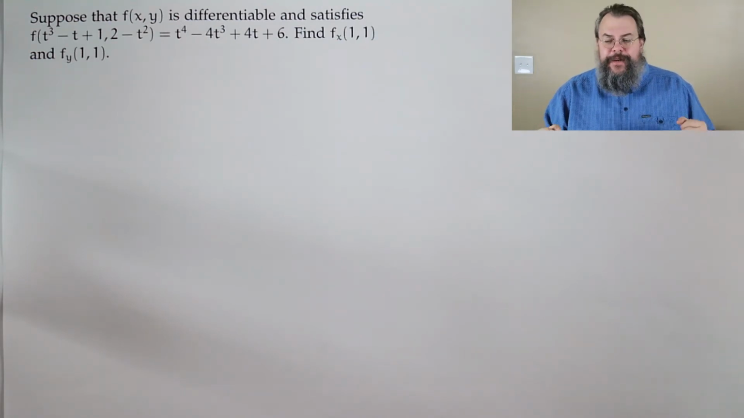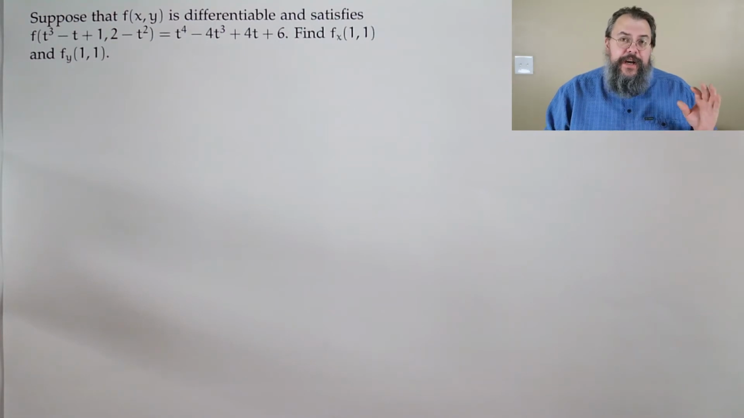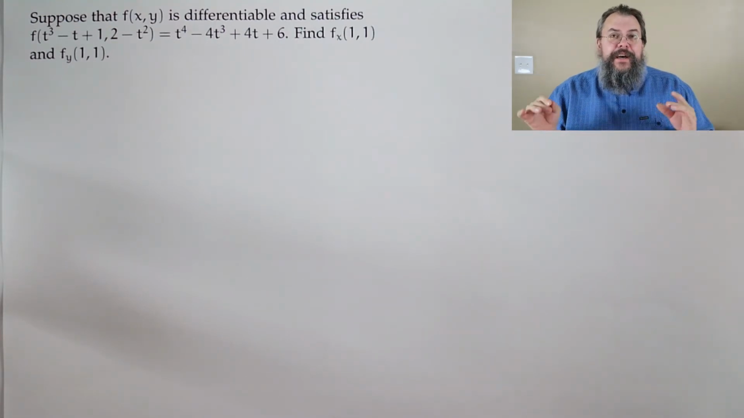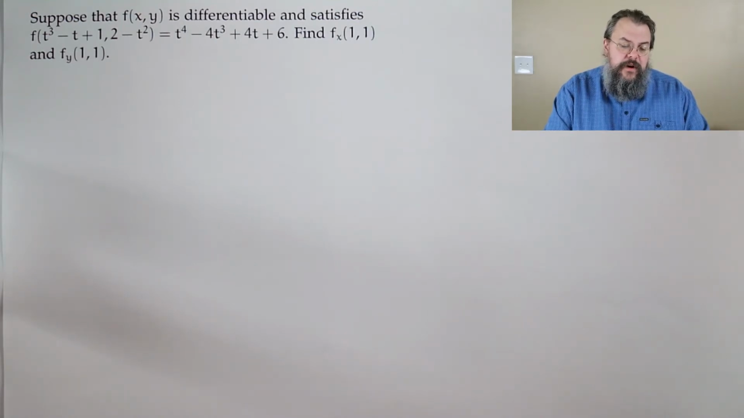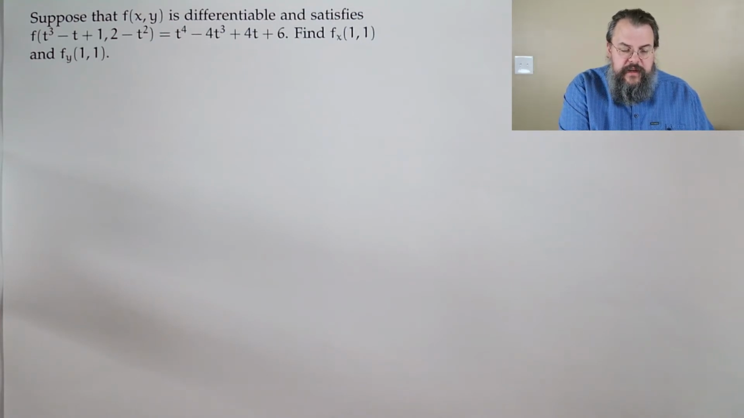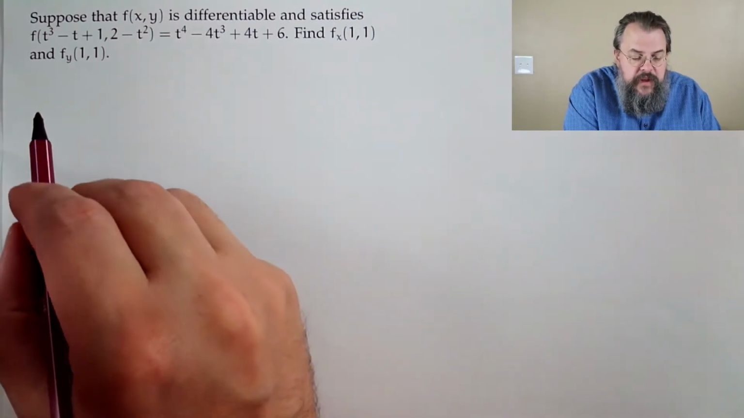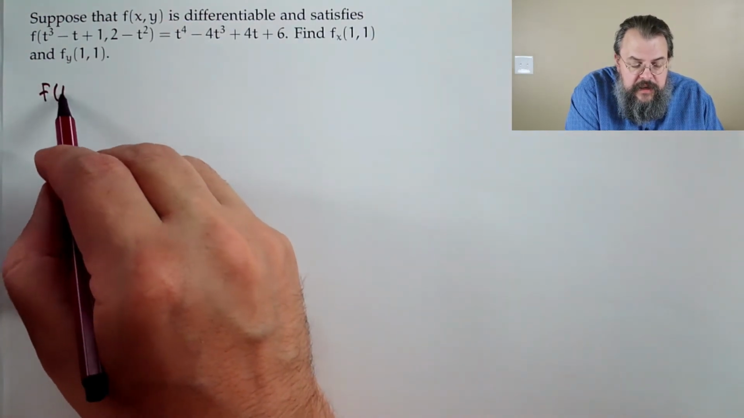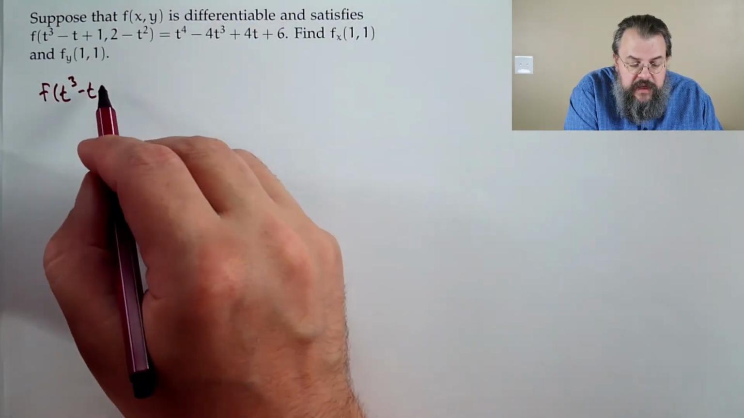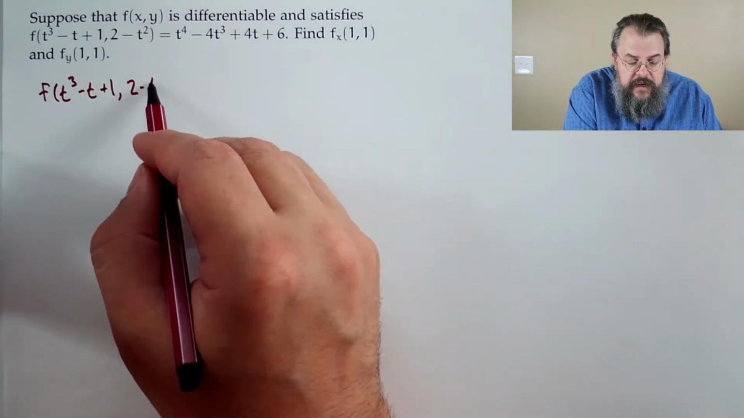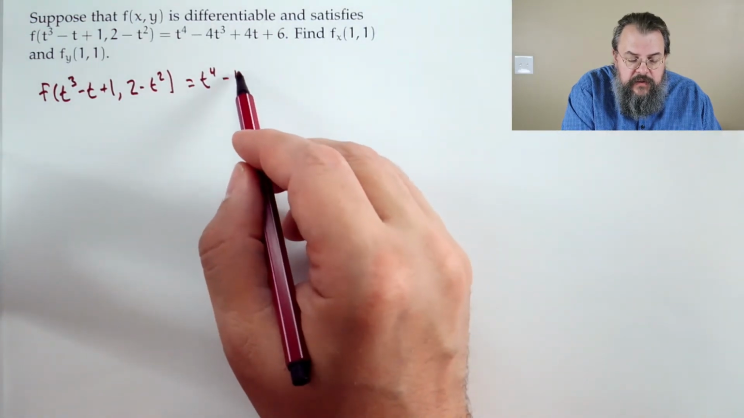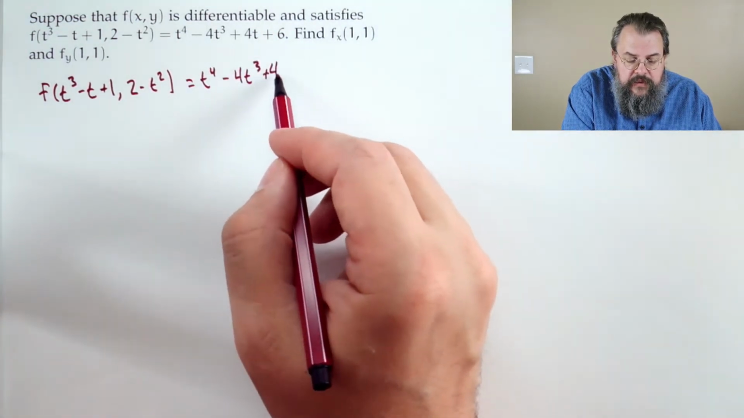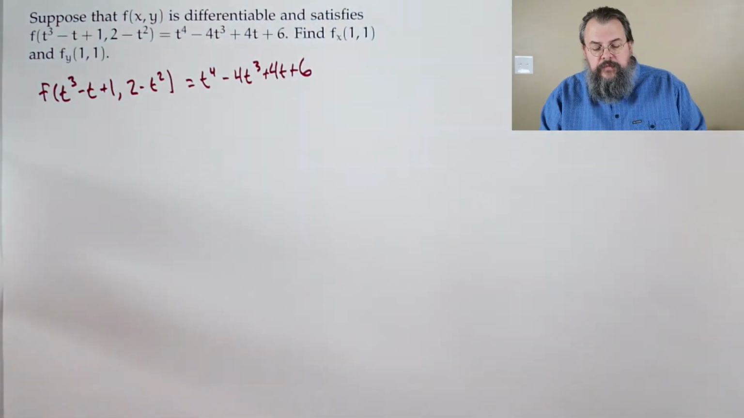Why couldn't we do it anywhere else? So I want to talk about what's going on in this problem and why we have a hope. Okay, so what do we have? Well, let me write this down again so we can label things. So we have f of t cubed minus t plus 1, comma 2 minus t squared equals t to the fourth minus 4t cubed plus 4t plus 6.